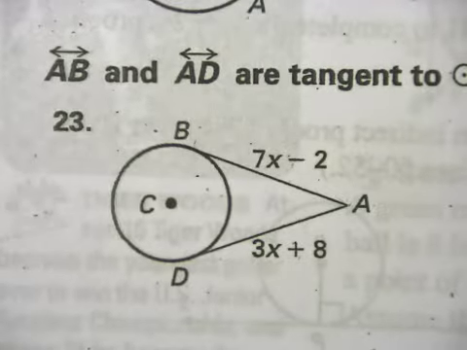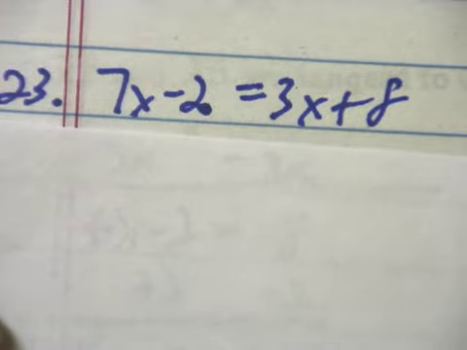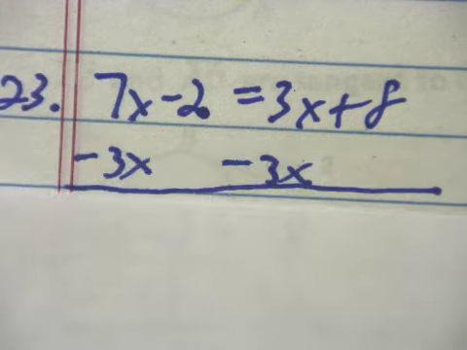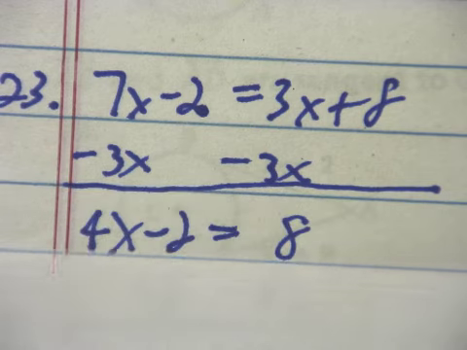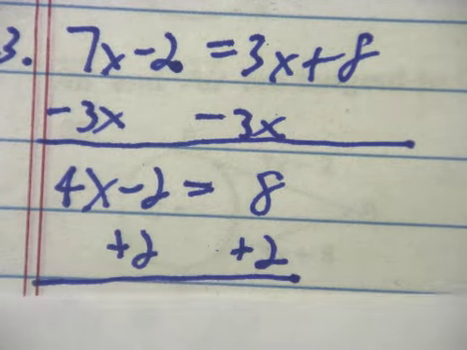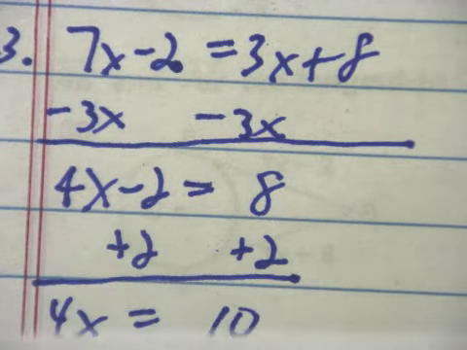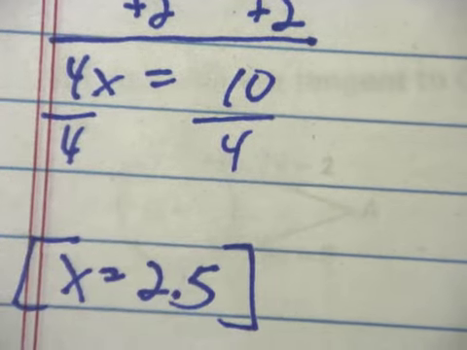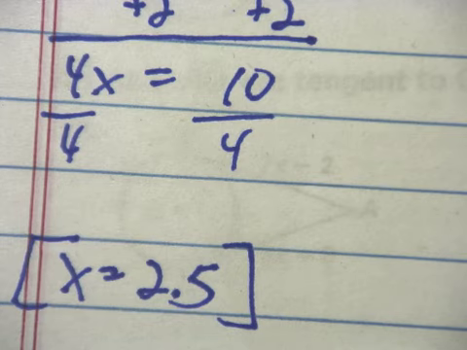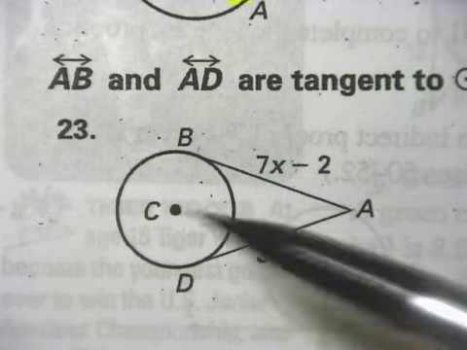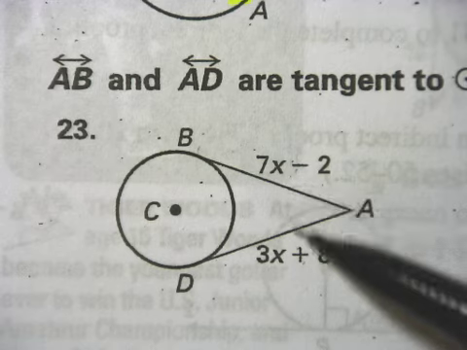For question 23, I set my equations equal to each other, saying that 7x minus 2 is equal to 3x minus 8. Some basic algebra. First step. Second step. Third step. We get 4x equals 10. Divide both sides by 4, and x is equal to 2.5. So we can solve that x is equal to 2.5.